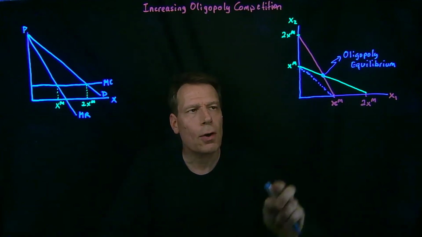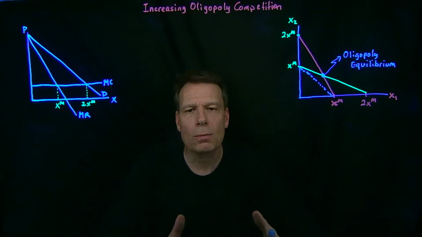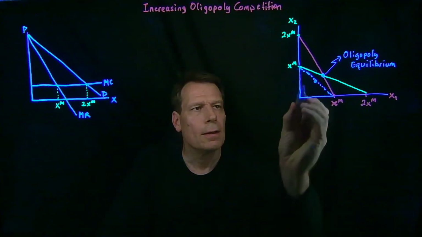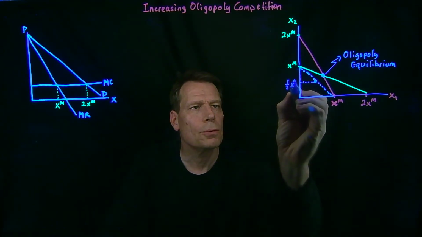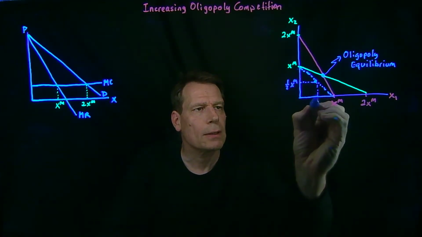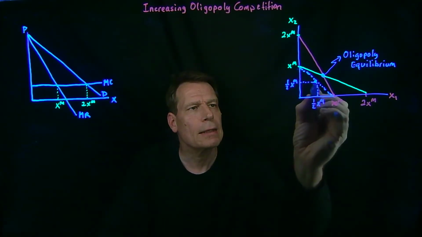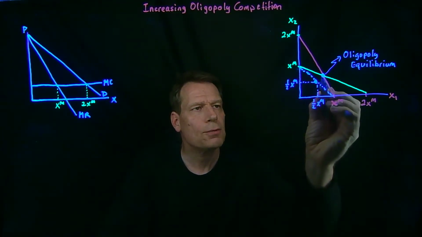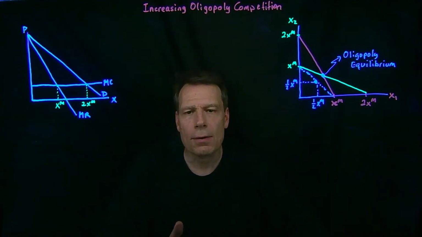that line would represent all the different ways in which the two firms could split the monopoly quantity between each other. If we pick the midpoint of that line, we would get half the monopoly quantity for firm 2 and half the monopoly quantity for firm 1. And by locating this point, we can see that in the oligopoly equilibrium, each firm is producing more than half the monopoly quantity. So together, they're producing more than the monopoly quantity.